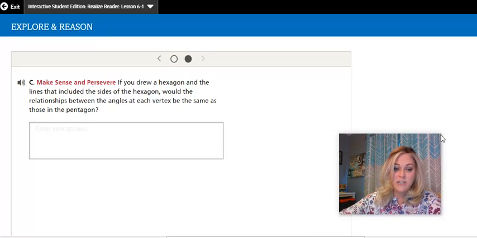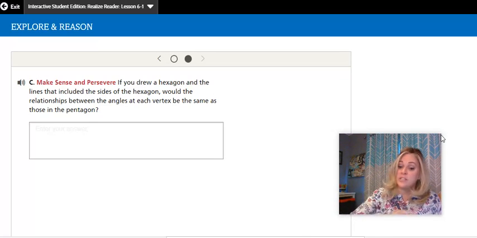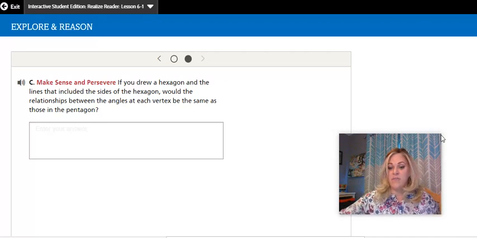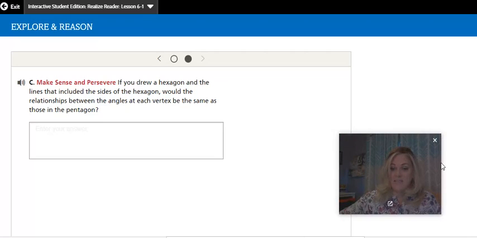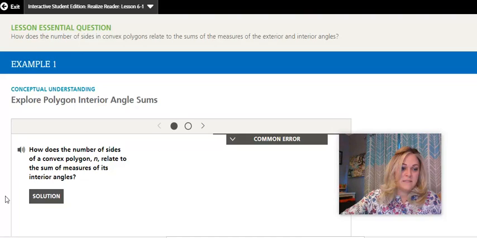It says if we drew a hexagon, so 6-sided, and the lines are included in the sides of the hexagon, would the relationship be the same as what we just talked about with the pentagon? Of the intersecting points at that vertex, would they still have 1 interior and 3 exterior? You're going to have to answer that.